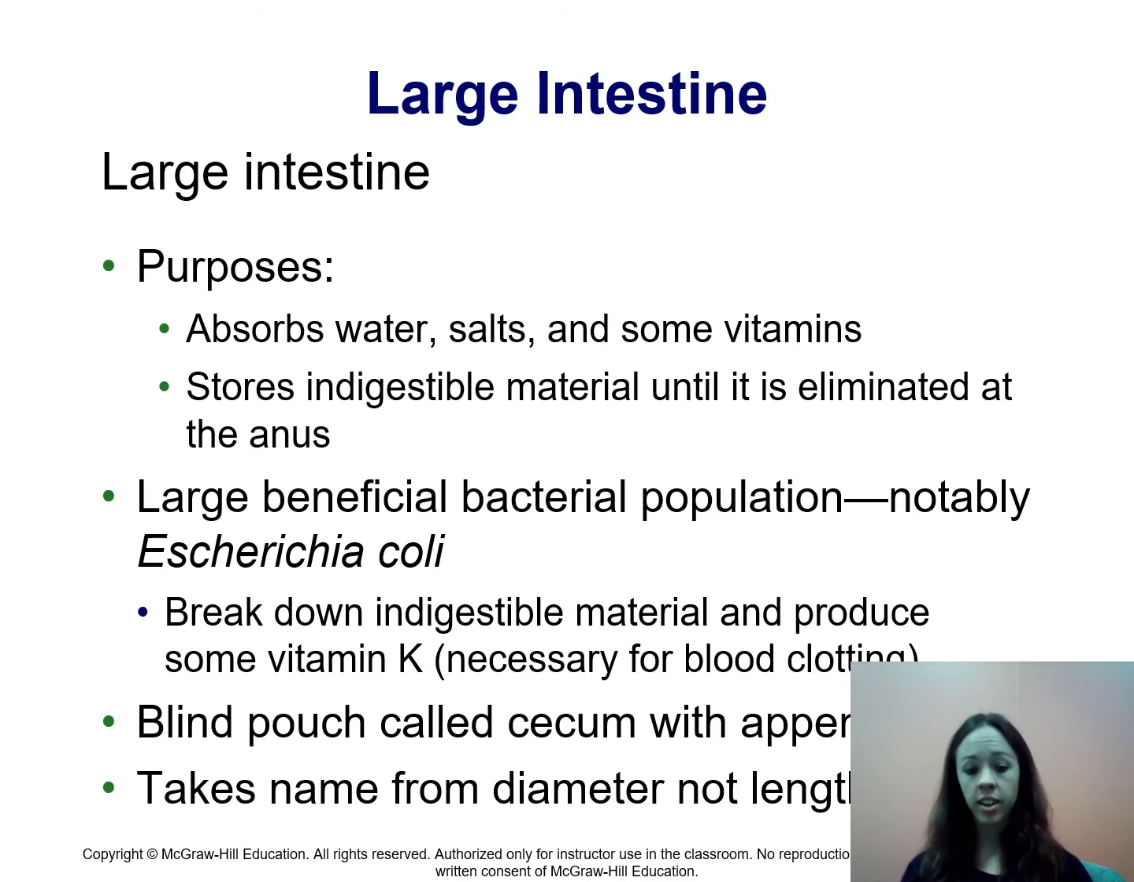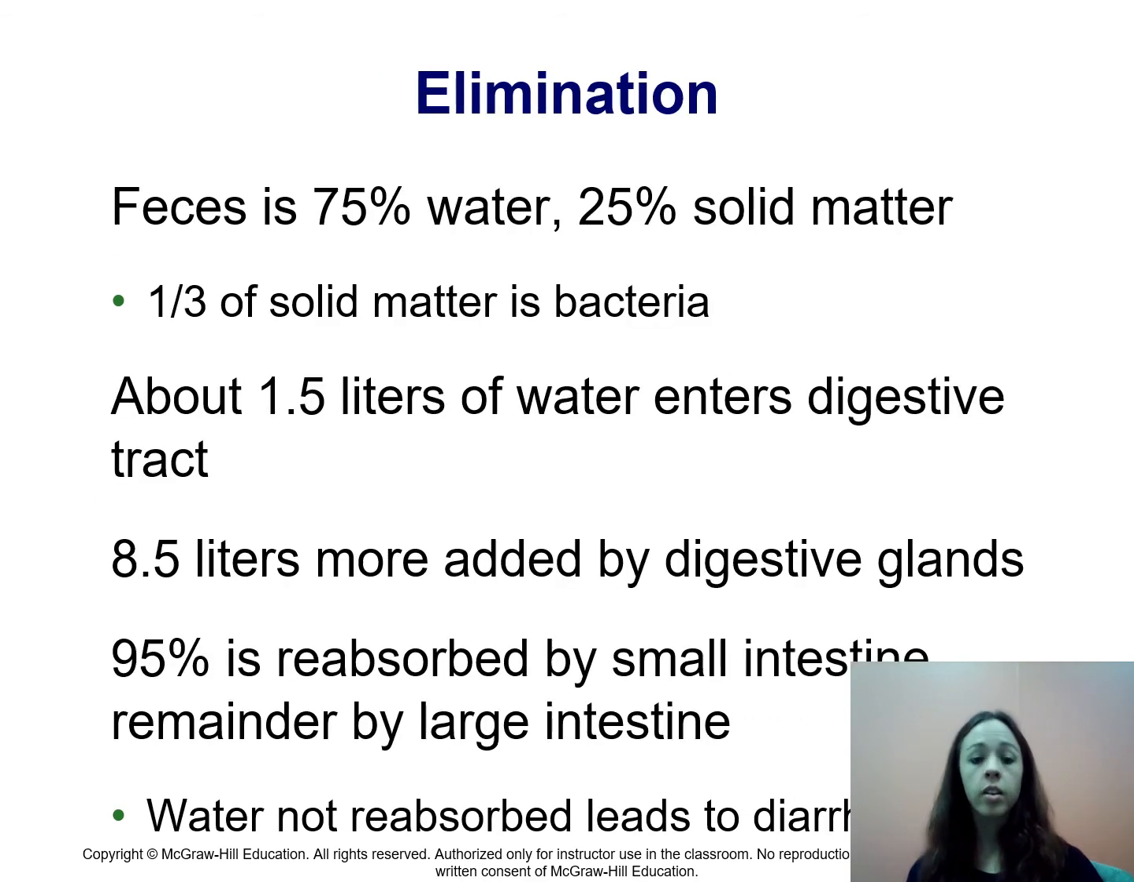blood clotting. There is a blind pouch called the cecum with the appendix, and the cecum is located at the beginning of the large intestine. It is thought that the appendix will hold beneficial bacteria to help prevent infection. When we eliminate feces, we eliminate all the indigestible material that we weren't able to take in from our food. Feces contains about 75% water and 25% solid matter, and about 1/3 of that solid matter is bacteria.